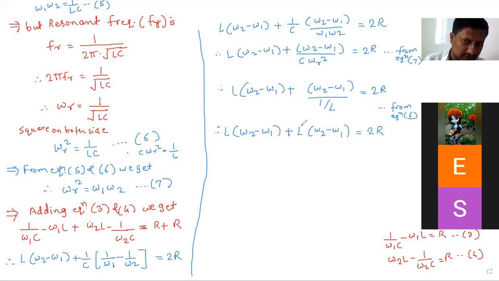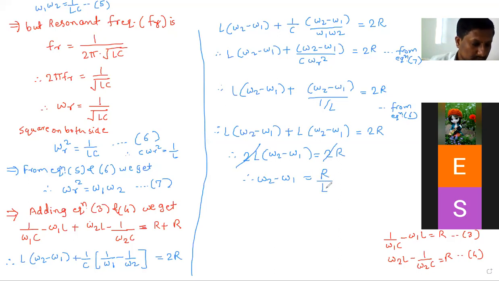Do you understand all these steps? Okay. Now these both terms are the same, so take the addition. L into this term is equal to L into this term. So it becomes 2L into omega 2 minus omega 1 is equal to 2 into R. So 2 will get cancelled. Okay. So what is omega 2 minus omega 1? Omega 2 minus omega 1 is equal to R by L. I have taken L to the left hand side.